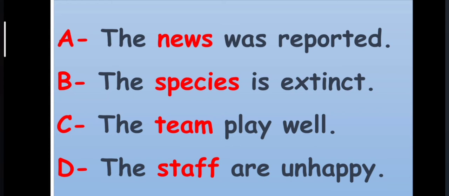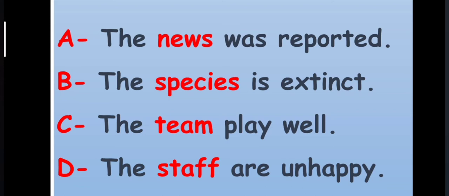So in A, the noun news is uncountable. However, many people might see the s at the end of this noun and think that it's a plural. So actually, it's an uncountable noun and it has only one form, which is singular. That's why we use the singular verb was with news and we didn't use were instead. Okay?